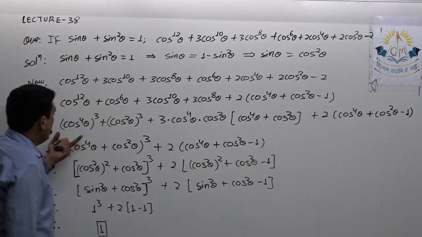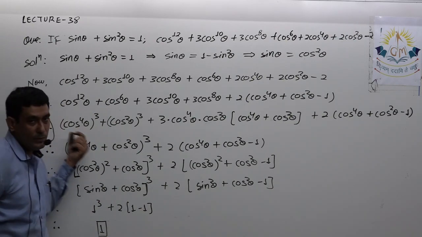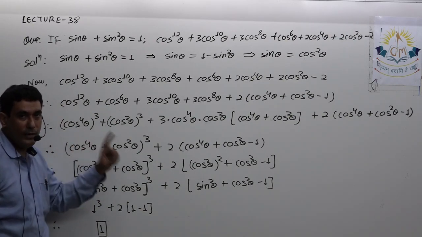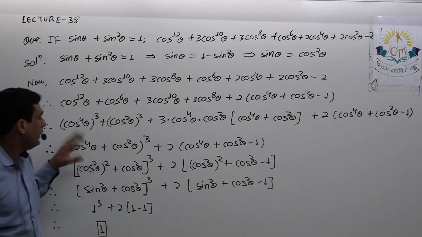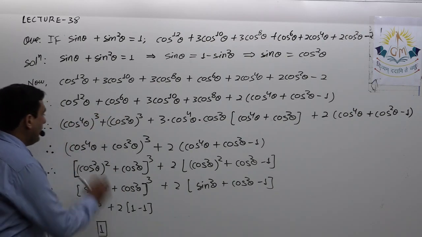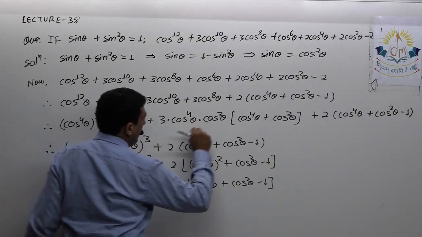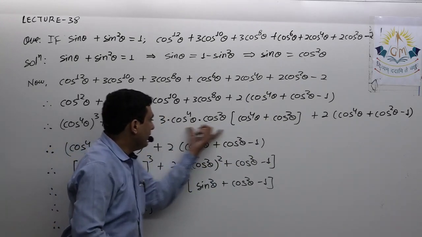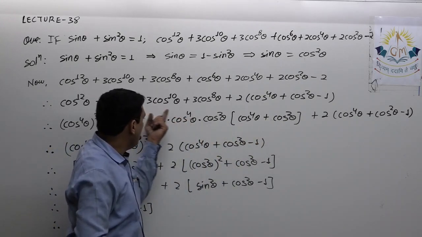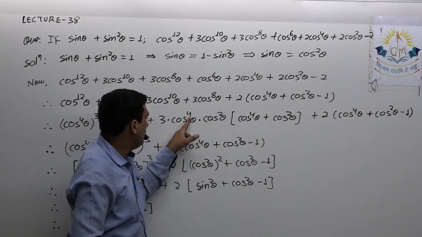Then I tried to set the given terms in the form of the identity of a cube plus b cube, because this was a perfect cube and this was a perfect cube. So I wrote the terms according to the identity: a cube plus b cube plus 3 into a into b into (a + b). Then I reverse checked whether the product of these two terms is this or not. So that was exactly the correct product.